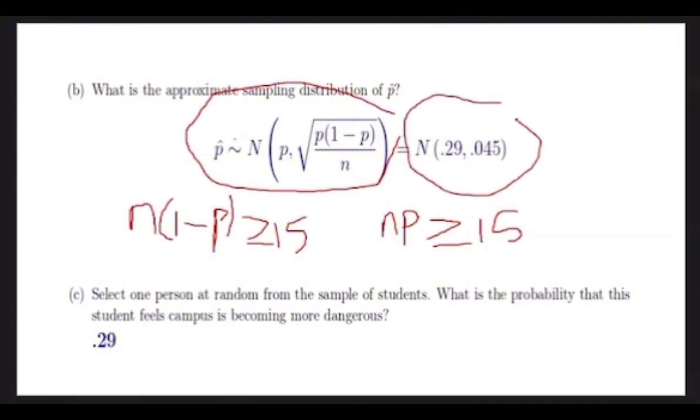Now, the next question: select one person at random from the sample of students. What is the probability that this student feels campus is becoming more dangerous? It's still going to be 0.29.